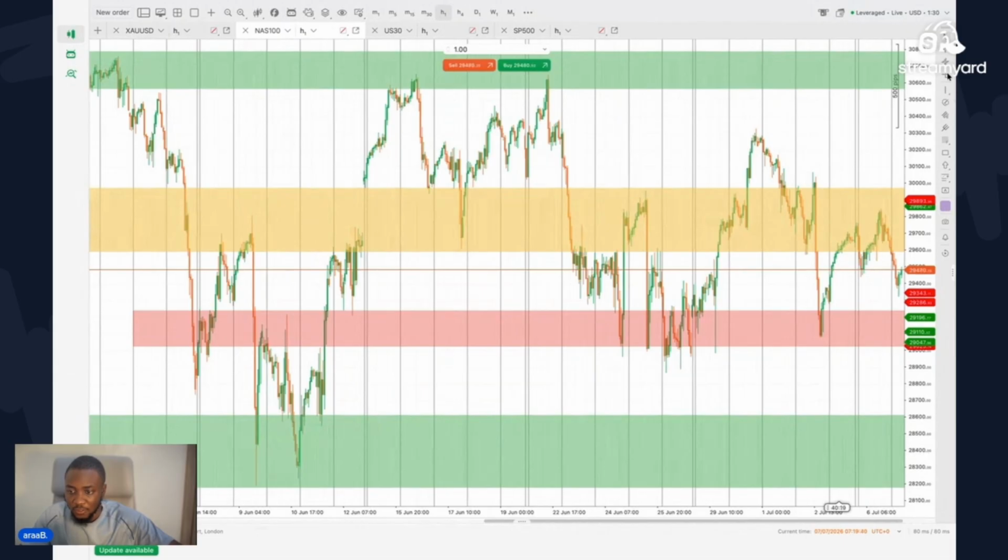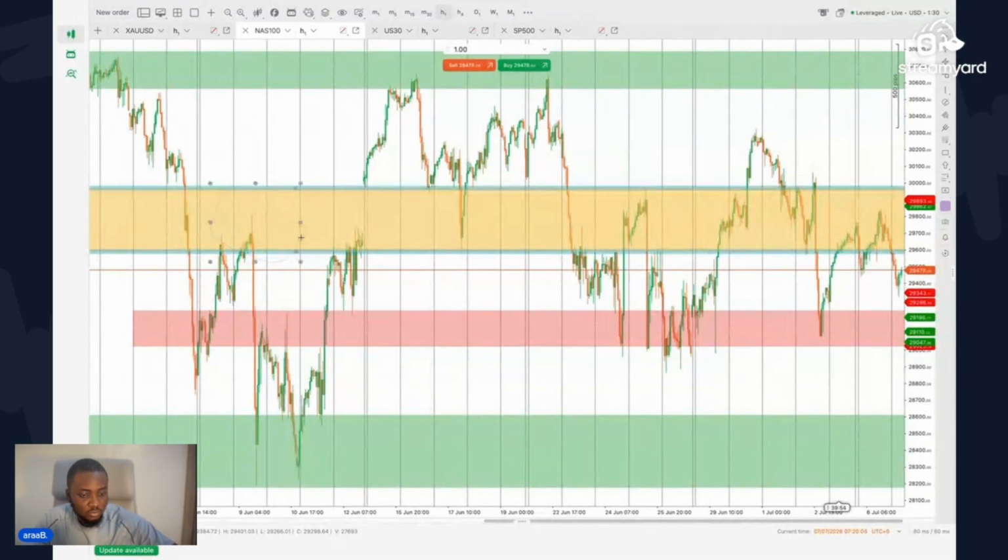I need like a marker. Do they have a marker in this app? Okay. So how do I remove it? Okay. Let's talk about this yellow zone. Let's talk about here.